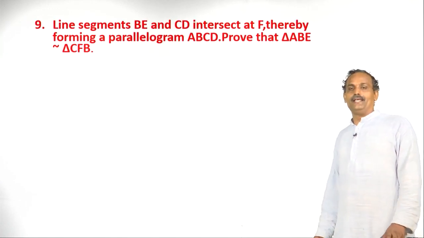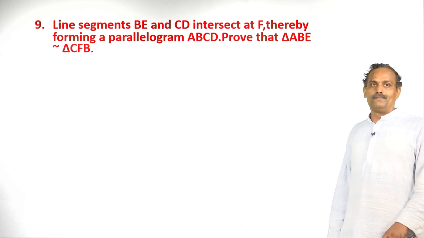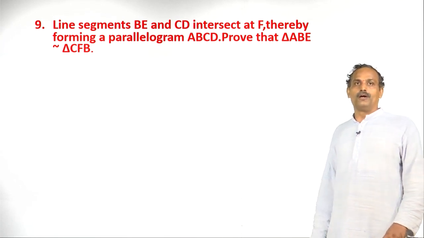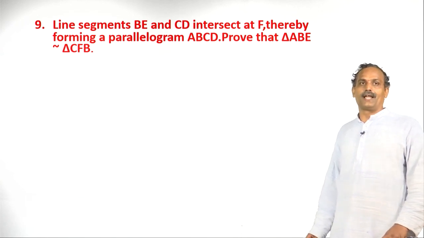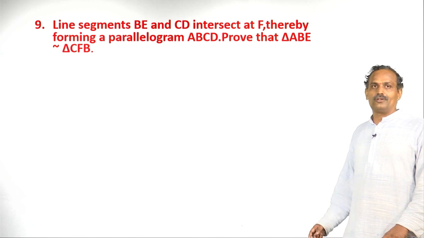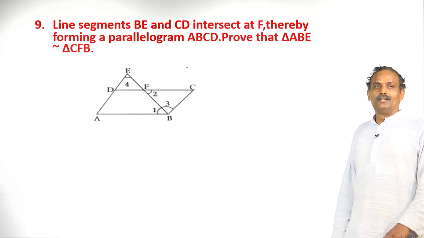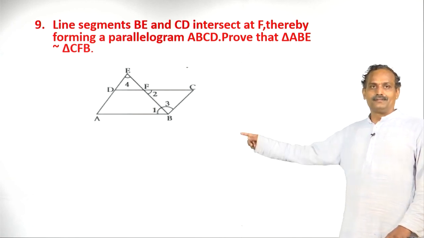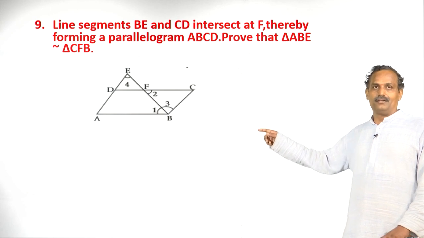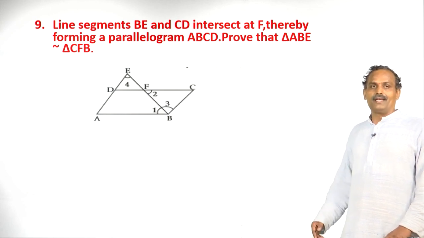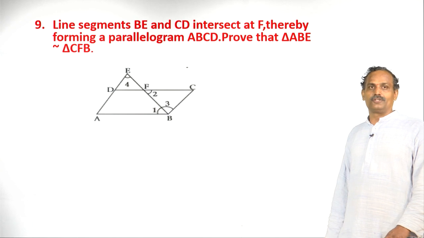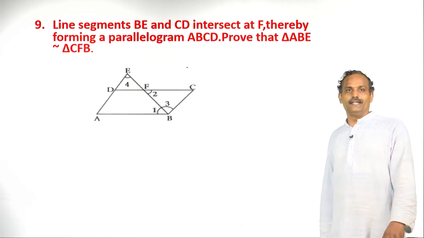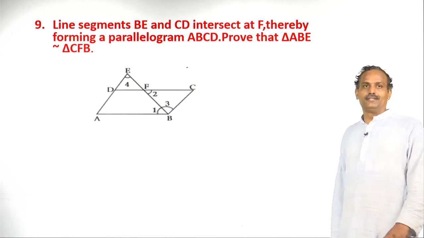So line segments BE and CD intersect at F, thereby forming a parallelogram ABCD. Prove that triangle ABE is similar to triangle CFB. So let us draw the diagram. It is given that ABCD, as shown in the diagram, is a parallelogram. So we can recall the properties of a parallelogram. Angle A and angle C are equal, and if BE is the transversal, angle 1 and angle 2 are equal. So let us solve it.